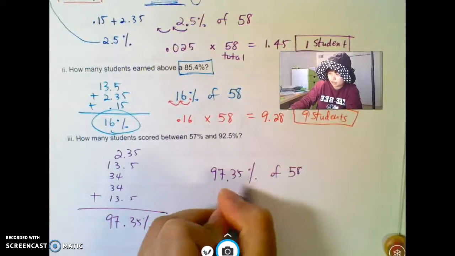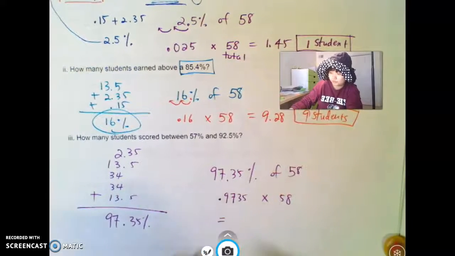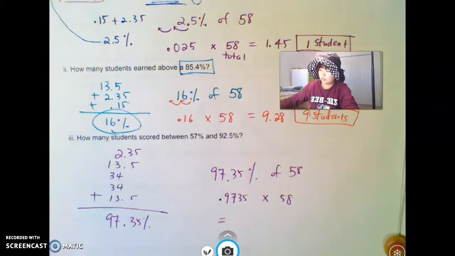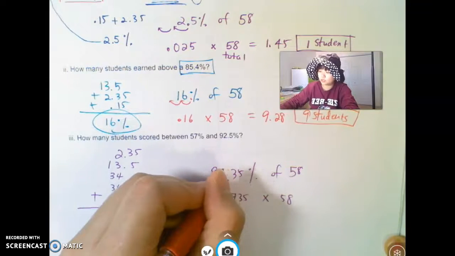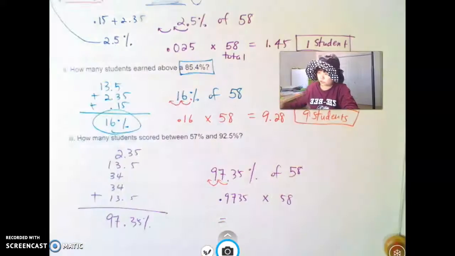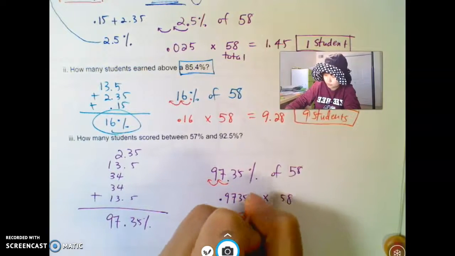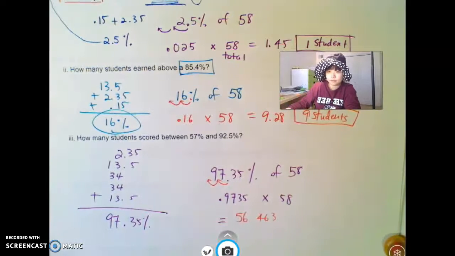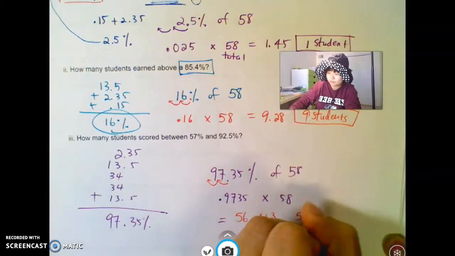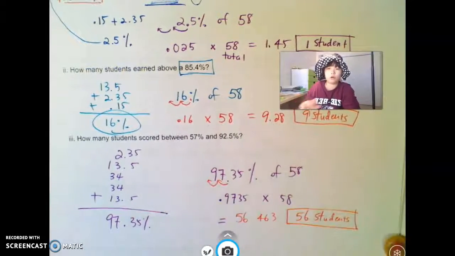So 0.9735 times 58. Always move 2 decimal places to the left if you want to change out of the percent. That gives you 56.463. So that would make 56 students. Don't round up or down, just always round down.